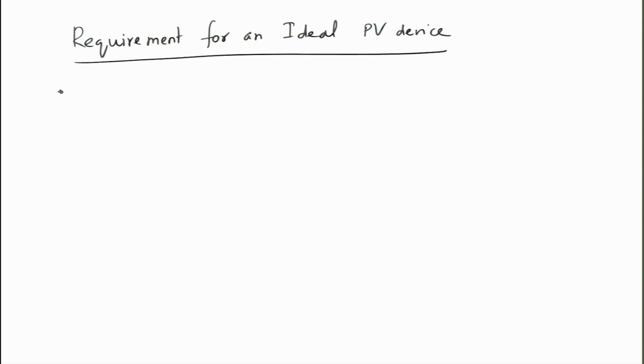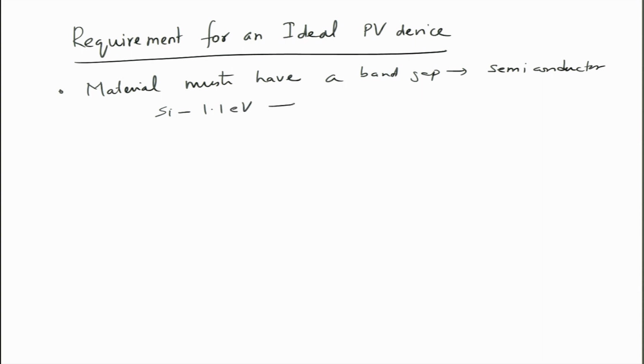So, first is any material must have a band gap, which means it must be a semiconductor. So, here silicon has a band gap of 1.1 electron volt, silicon is an indirect band gap semiconductor. Gallium arsenide on the other hand has a band gap of 1.41 electron volt, which is a direct band gap semiconductor. So, gallium arsenide will give you higher VOC as compared to silicon.